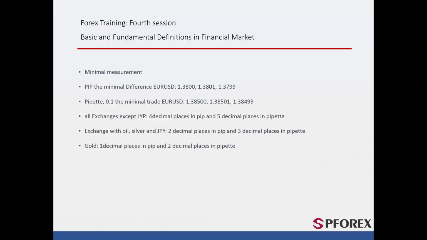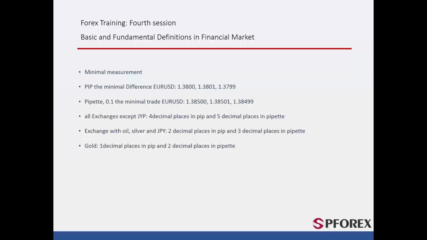Minimal measurement. Now it is time to talk about pip. This is the smallest measurement of change in a currency pair. For instance, if the price of euro against the US dollar is 1.3800 and it rises to 1.3801 or falls to 1.3799, it changed by 1 pip.